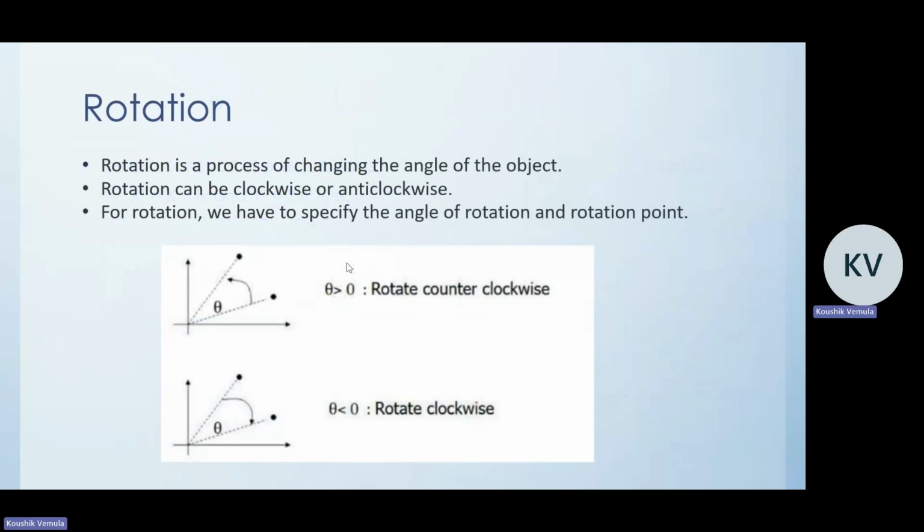The next topic we'll be covering is rotation. Rotation is a process of changing the angle of an object. Rotation can be clockwise or anti-clockwise. For rotation, we have to specify the angle of rotation and the rotation point. As seen in the image below, we are showing rotation of a point in anti-clockwise direction and clockwise direction. As you can see, this is anti-clockwise and this is clockwise.